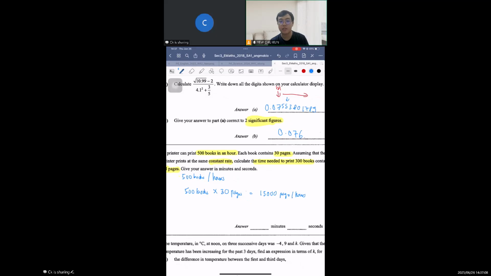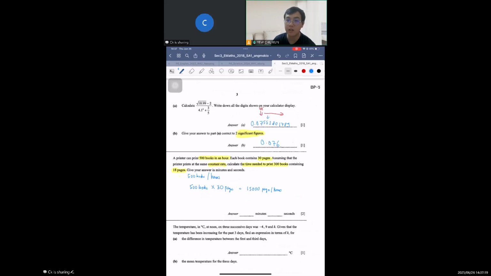So the second step is you need to calculate the total number of pages to be printed in the new scenario. So we're going to calculate the time needed to print 300 books containing 15 pages. 300 books times 15 pages equals how many? 4,500 pages.